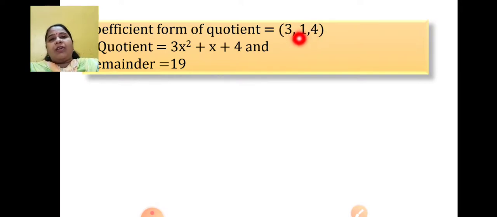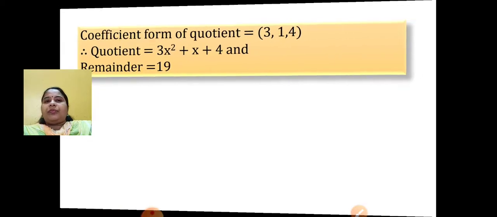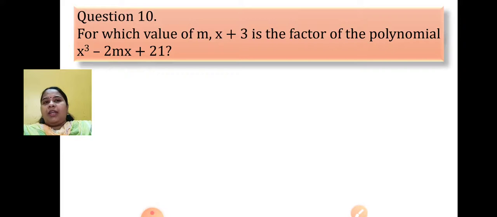So degree will be 1 less than the number of terms. I have already explained all this in the previous sessions. So degree will start with 2: 3x square plus 1x plus 4. The remainder, as I have already told you, is 19. So this way you can get the quotient and the remainder when you divide the polynomial by synthetic division. Now let us move to the next question, question number 10.